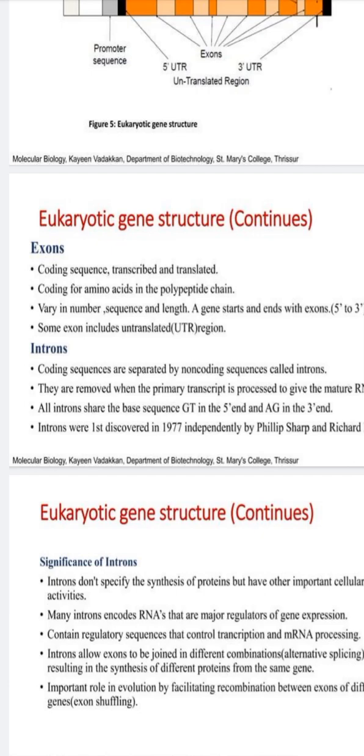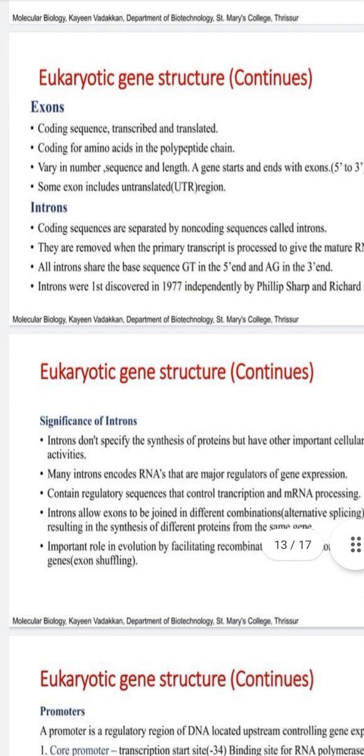Coming to the introns, you have the coding sequences which are separated by non-coding sequences called introns. So they are non-coding sequences. They are removed primarily when forming the mature RNA. All introns have the base sequence GT at the 5' end and AG at the 3' end. Introns were first discovered in the year 1987, and their sequences were found.